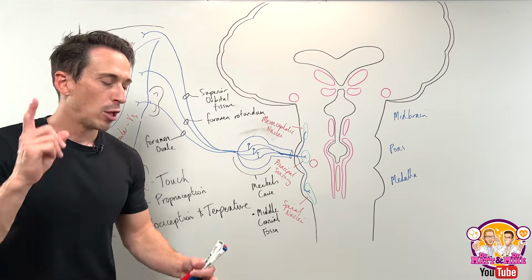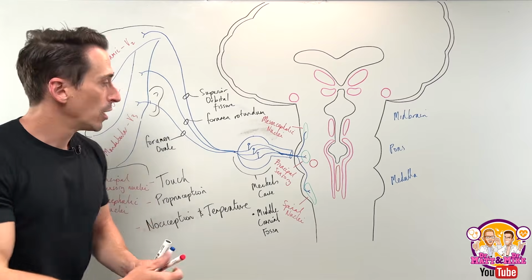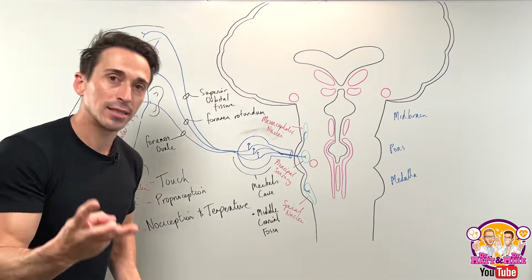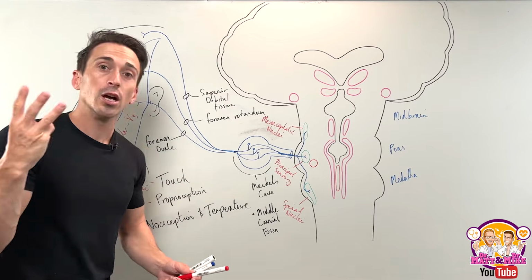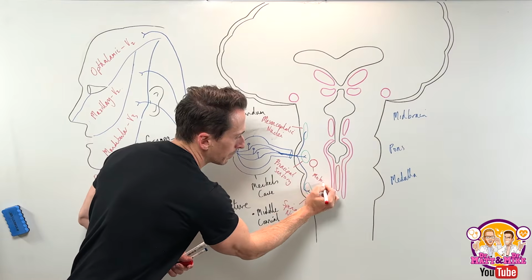Now what happens? Well, before we move on there, I want to talk about motor output. We've got nuclei here. So here are the three nuclei associated with the sensory divisions of the trigeminal nerve. Here's the motor nuclei.